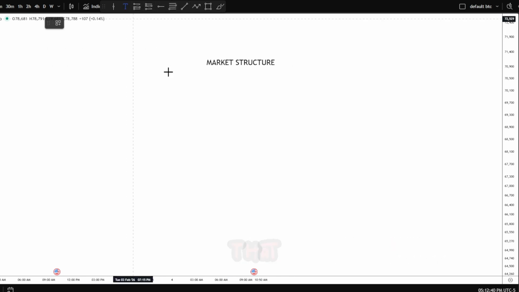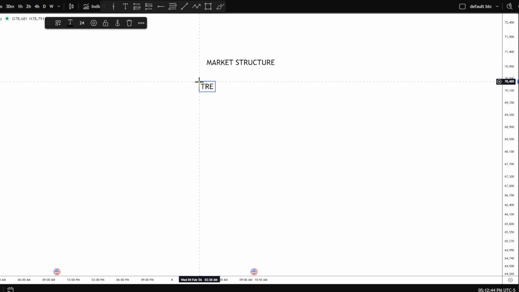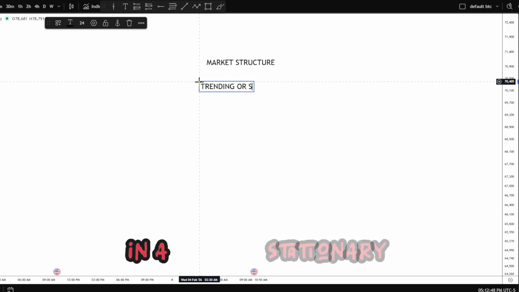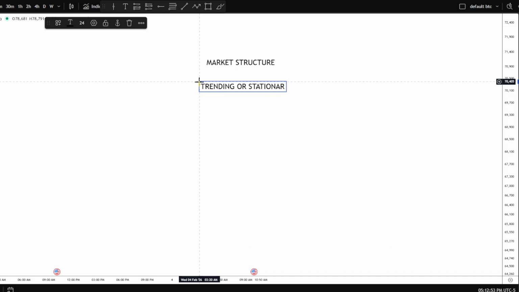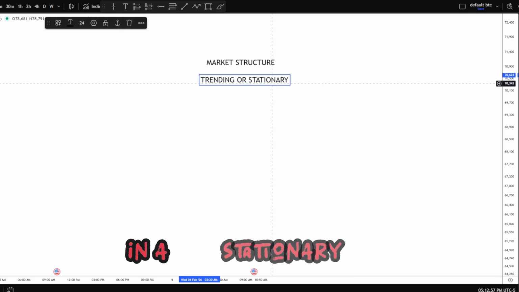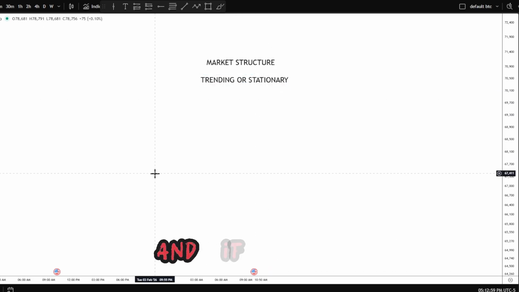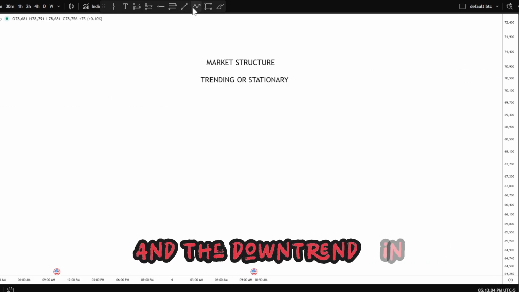And the two things we have is either the market is trending or the market is in a stationary position. So it's either the market is trending or the market is in a stationary position. And if the market is trending, we have the uptrend and the downtrend in the market.